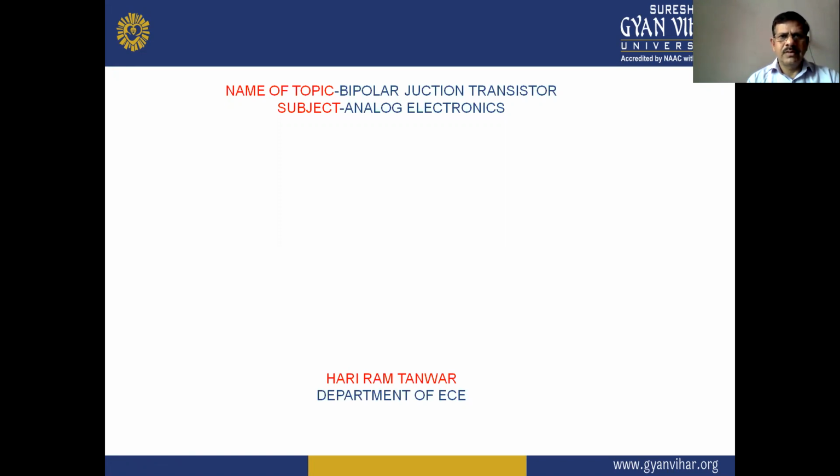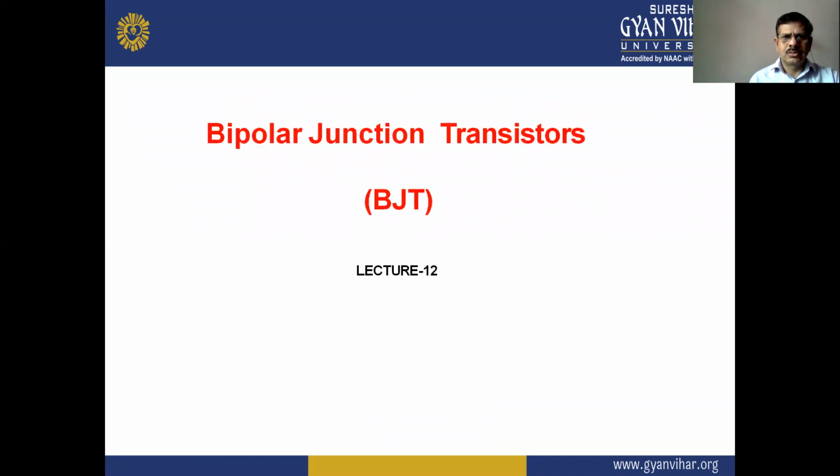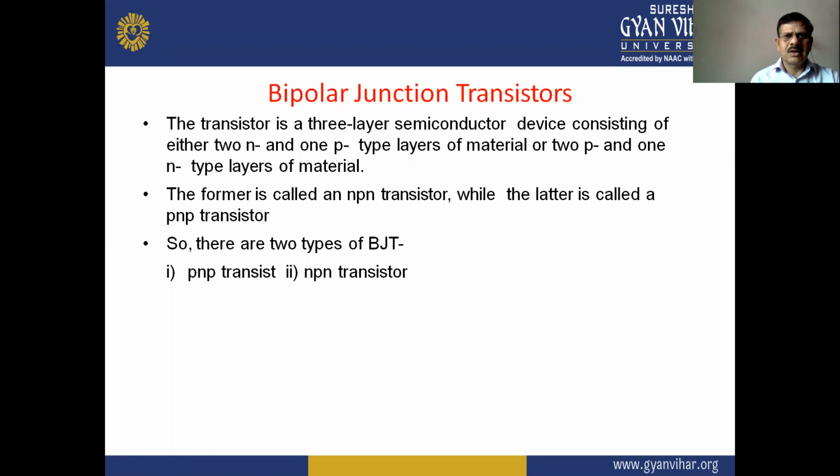Today we will discuss the bipolar junction transistor, that is the BJT, a subject of analog electronics. The bipolar junction transistor, or BJT, is a very important device in the field of electronics and communication engineering.